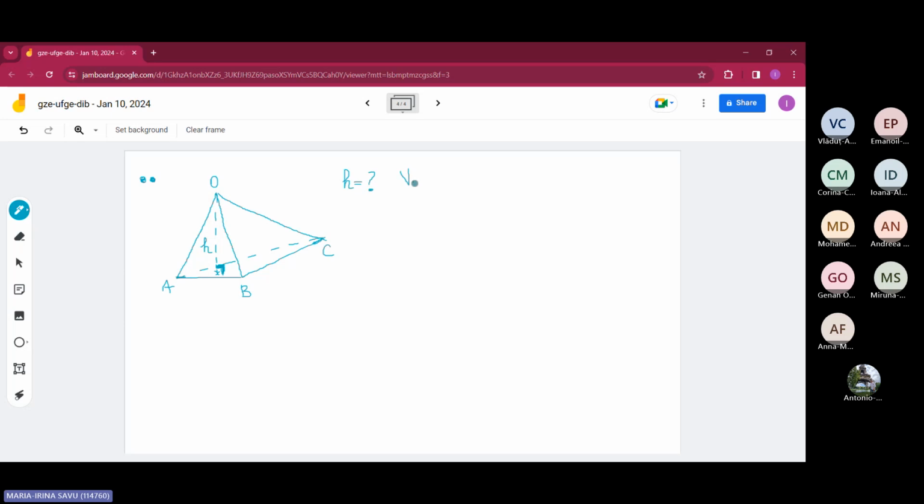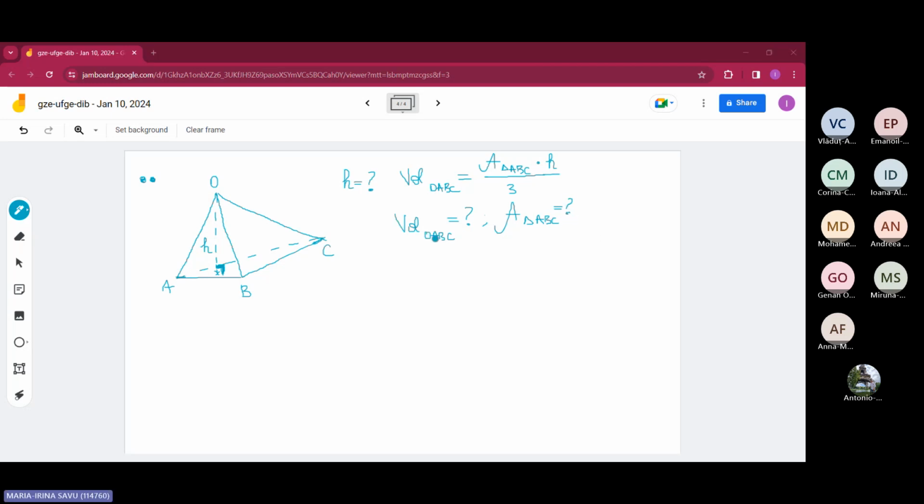You know that the volume of OABC is given by the following formula. This is the area of the triangle ABC times the altitude. So if you want to find the altitude from here, first you have to compute the volume of OABC, and then you have to find the area of the triangle ABC.